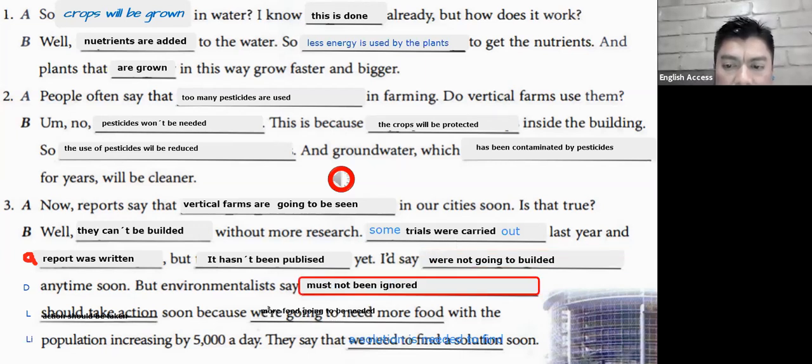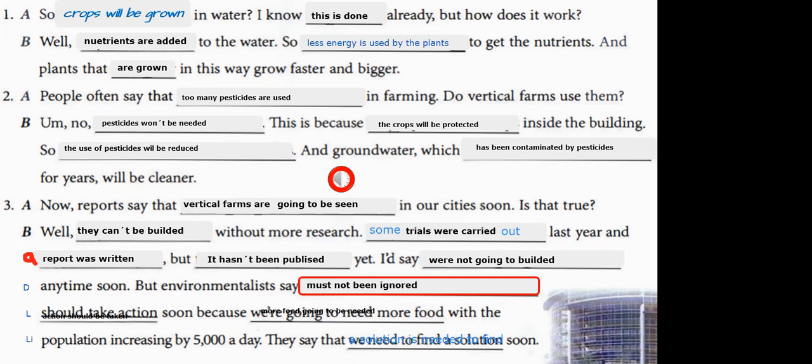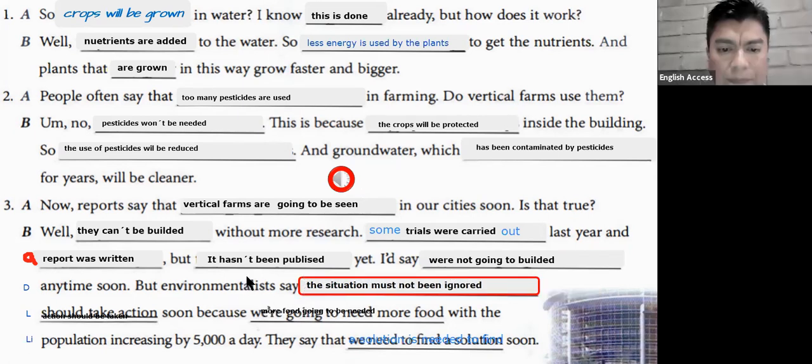Not. The situation. At the first sentence, the situation must not be ignored. Oh, yes. The situation. Okay, next.